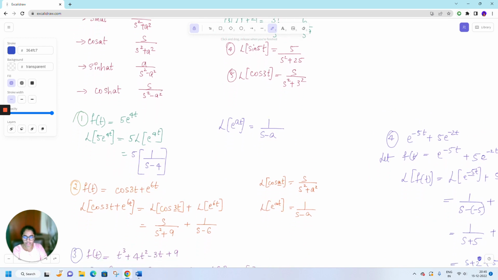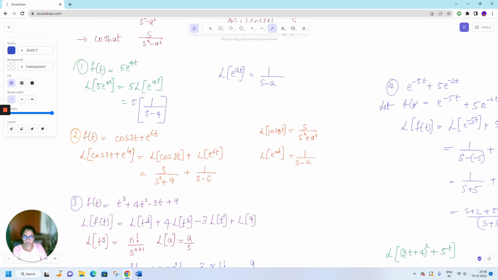In the second problem, I have f of t plus g of t. If I have Laplace of f of t plus g of t, I can write it as Laplace of f of t plus Laplace of g of t. As you can observe, that is what I have done in the second problem. I have written it as Laplace of cos 3t plus Laplace of cos 6t.